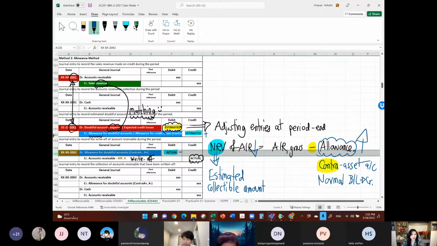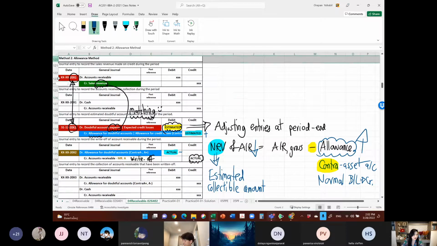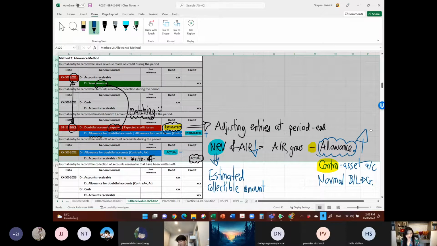So if you look at the allowance, the balance is increasing with the estimated expense, and it will be decreasing with the actual write-off. Okay, so any questions up to this entry? Just maybe one question. So the doubtful account expense is estimated at the end of the year always?